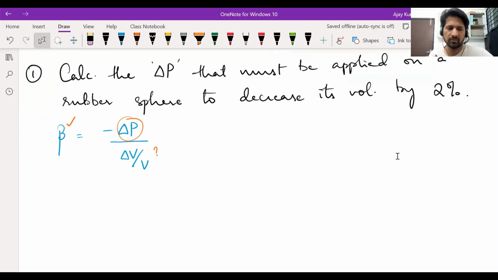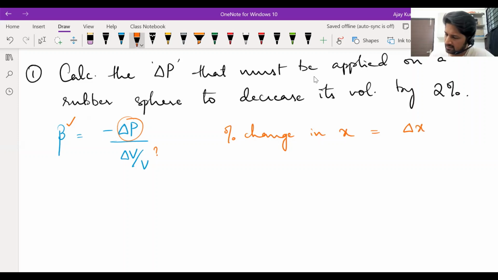Vanilla, can you tell me how to write percentage change in volume mathematically? So del V by V into 100. Correct. Percentage change in any quantity, let's say X, is expressed as relative change delta X by X multiplied with 100. That becomes percentage change. Now we want its volume to decrease by 2%. That means the percentage change in volume should be minus 2.